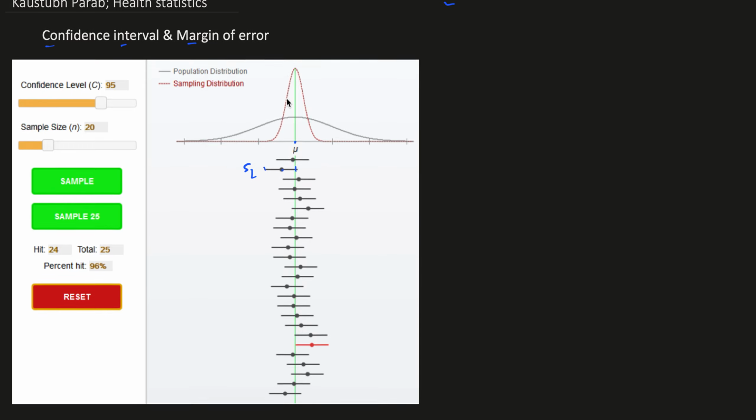So that's the simple idea behind using the confidence interval and reporting the confidence interval rather than reporting just the mean, right?